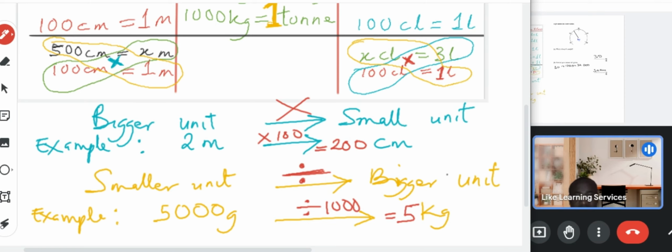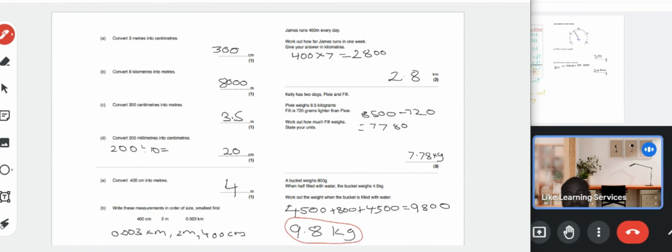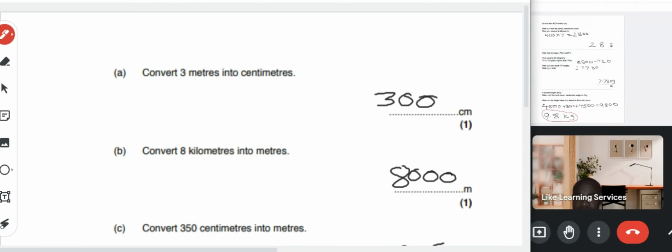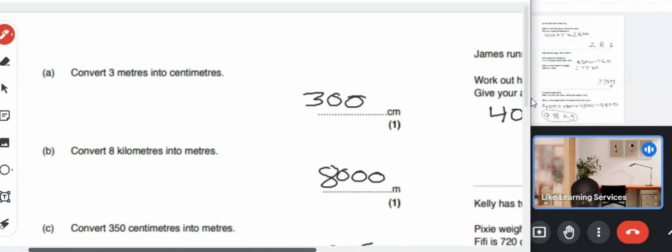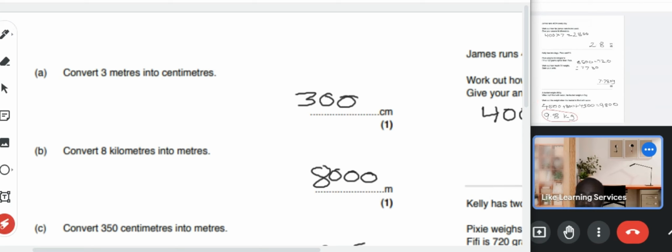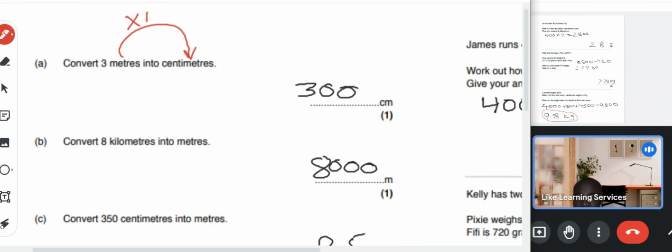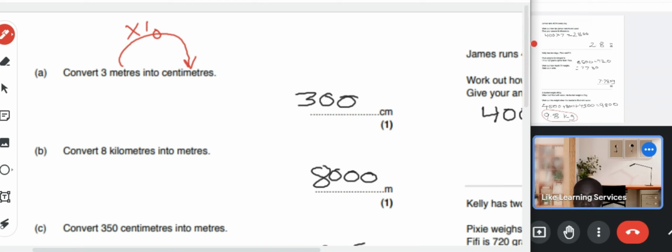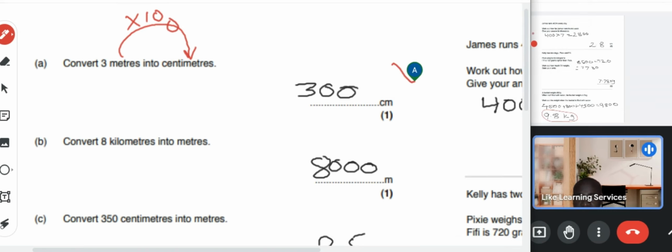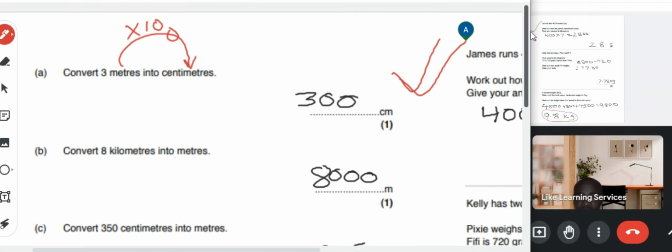Alright, you've applied all that. Let's just mark your work. Go to the next page. Let me be marking, or you mark at your end. Convert 3 meters into centimeters. Meter to centimeter, that's bigger unit to smaller unit, and I think you multiply by 100. That's correct. Mark. You multiply by 100.